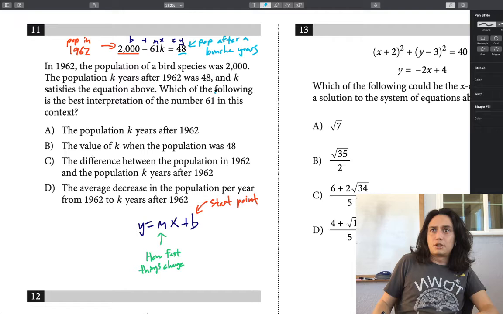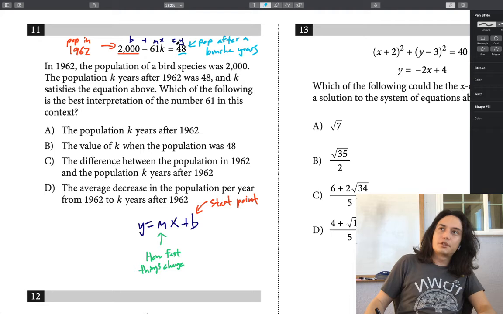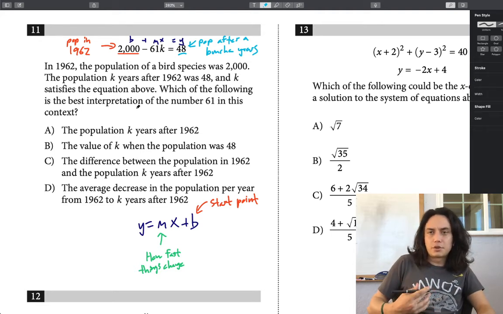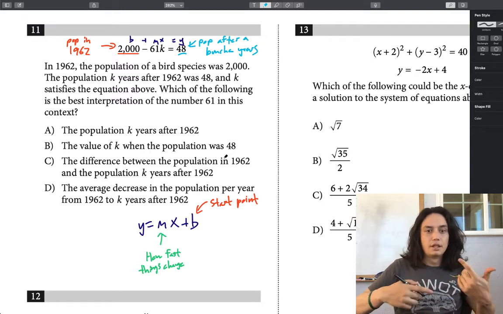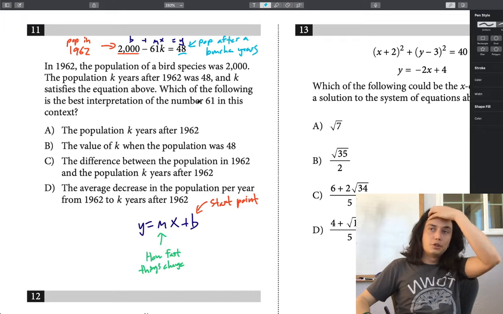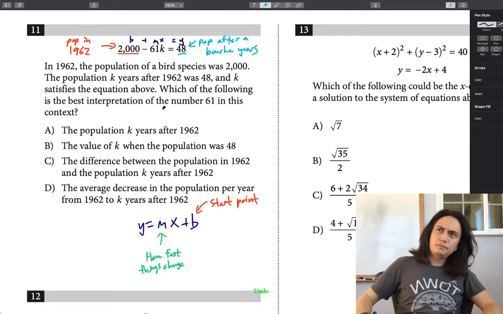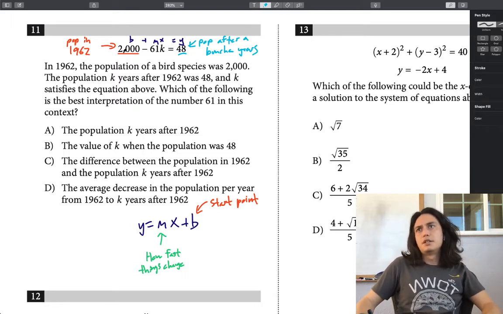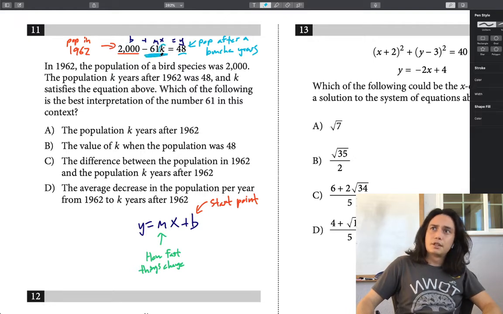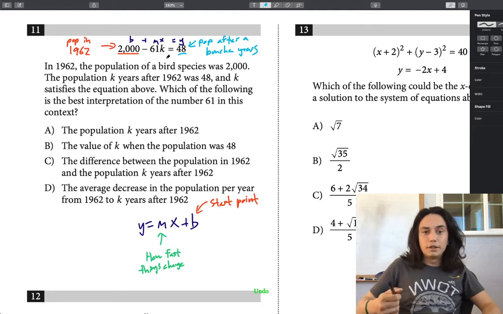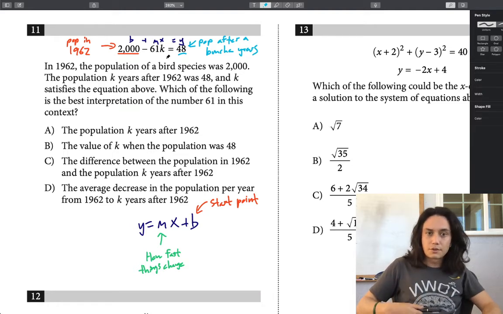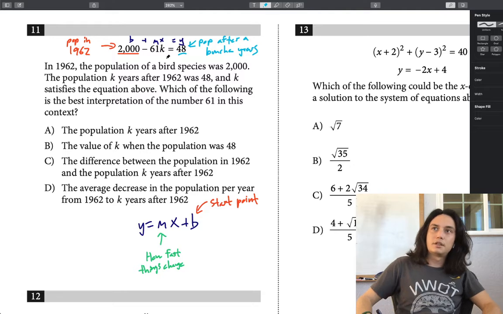Which of the following is the best interpretation of the number 61? So all of these linear equations have the same structure where they start in a certain place and then something happens over and over and over again, and then you end up in a different place. You end up over here. And so that's the same thing that's happening with these birds. The population of birds started off at 2000, and there are years going by: k is 1 and 1 year has gone by, k is 2 and 2 years have gone by, and k is 3 and 3 years have gone by, etc.